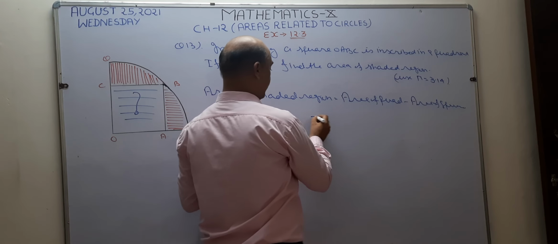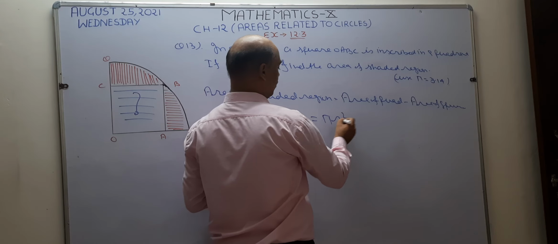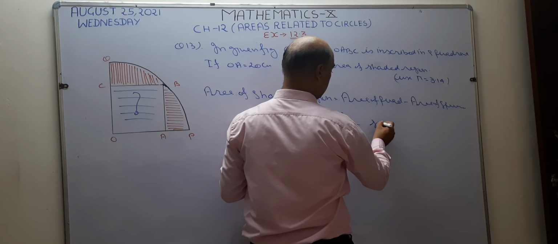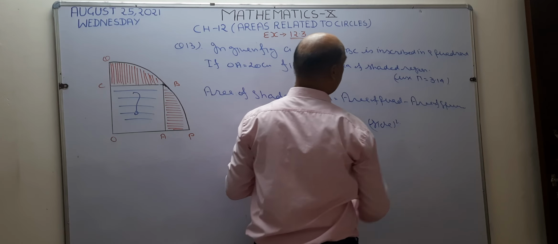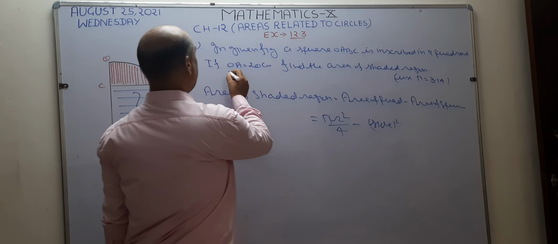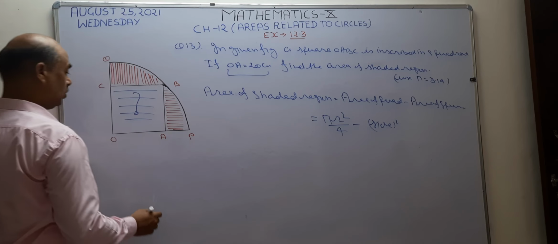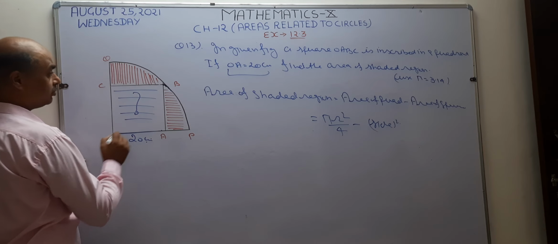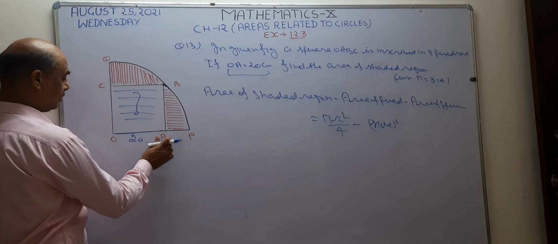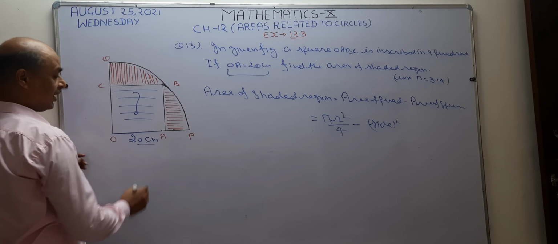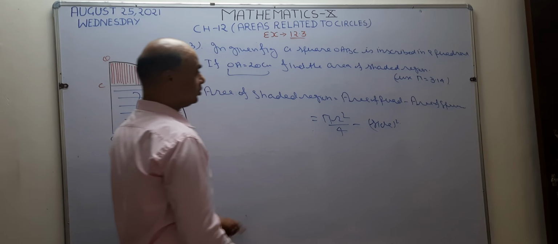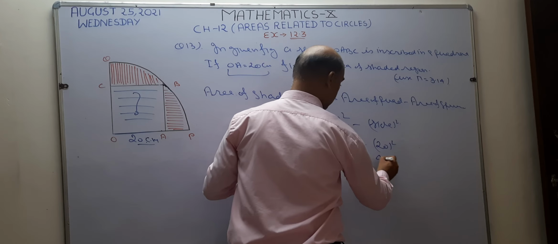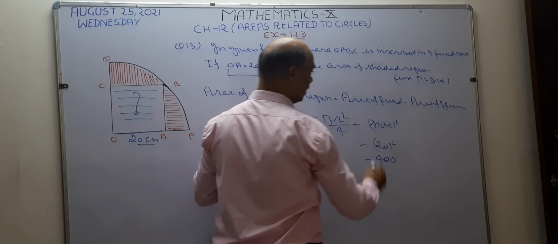How do you find the area of the quadrant? The formula for the area of a quadrant is pi r square by 4. How do you find the area of the square? Side square. Now in this question, OA is equal to 20 centimeters, given. OA means the length of the square is given as 20 centimeters. So the side becomes 20, and 20 square is 400. So the area of the square is there.